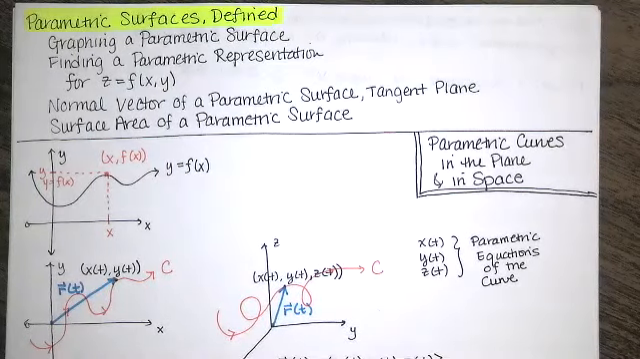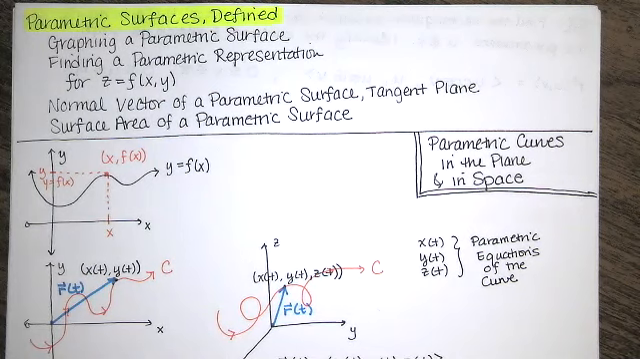This video is about parametric surfaces. We're going to discuss graphing parametric surfaces. I'll show you a couple of examples. We'll show you how to find a parametric representation of a surface given by z equals a function of two variables, x and y.